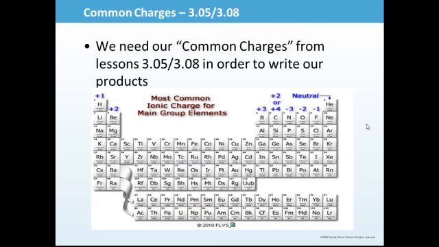This is our common charges from our lesson. Please make sure that you have this saved. Printed is best because you are going to be using it for multiple lessons in the future for this semester.